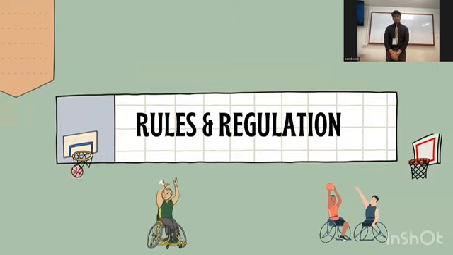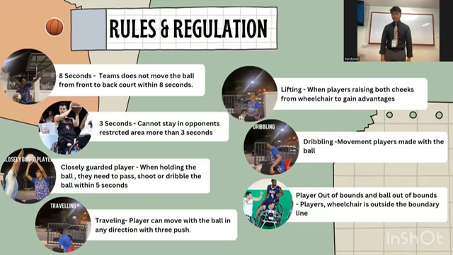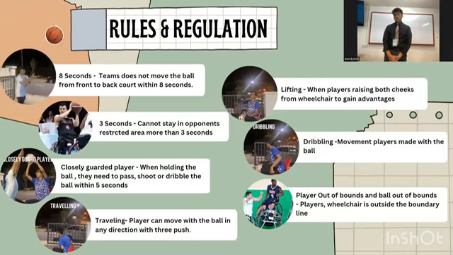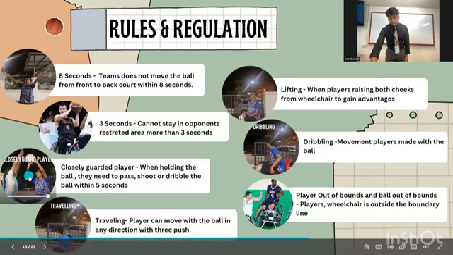Okay, I will continue with the rules and regulations for wheelchair basketball. The first one is 8 seconds. If the team does not move the ball from the back court to the front court within 8 seconds, a foul will be given. And then next is 3 seconds, which the last presenter already told: you cannot stay in the opponent's restricted area for more than 3 seconds. And then next is closely guarded player.